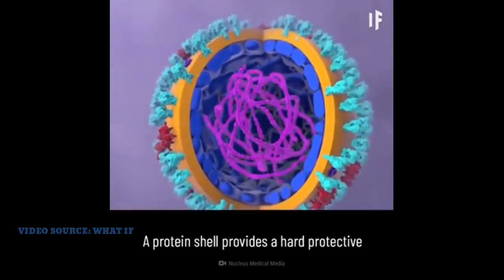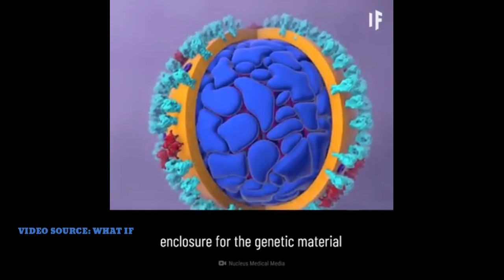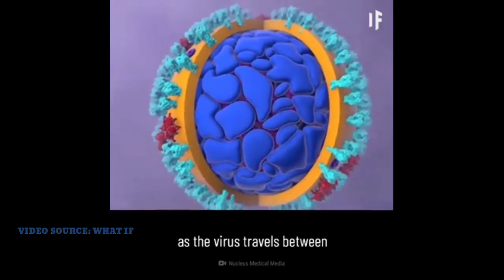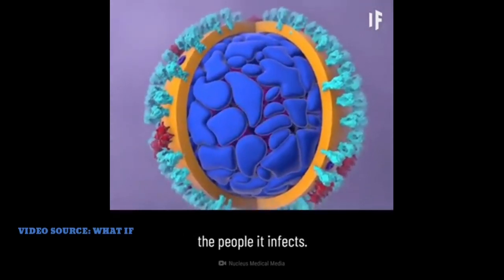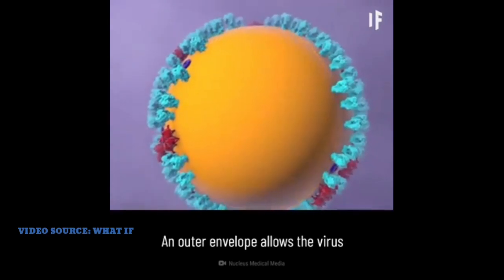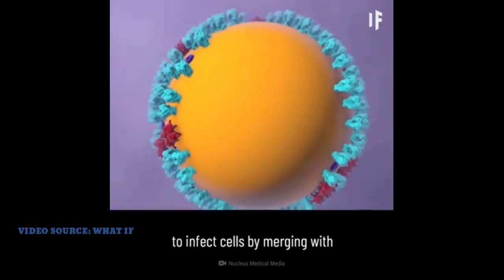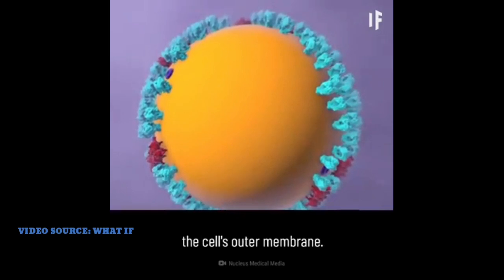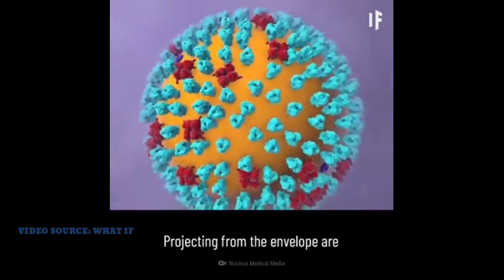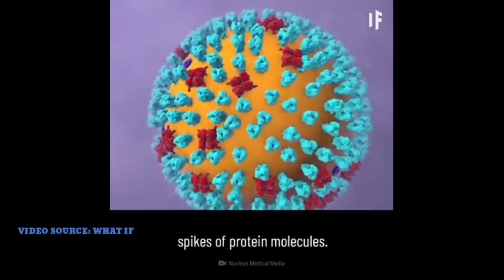A protein shell provides a hard protective enclosure for the genetic material as the virus travels between the people it infects. An outer envelope allows the virus to infect cells by merging with the cell's outer membrane. Projecting from the envelope are spikes of protein molecules.